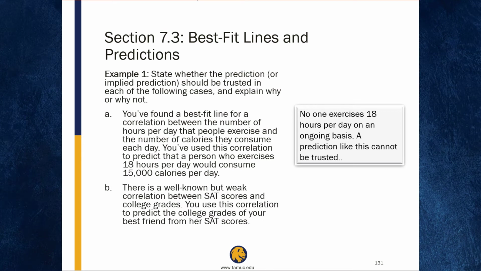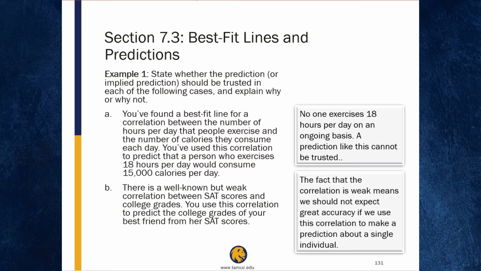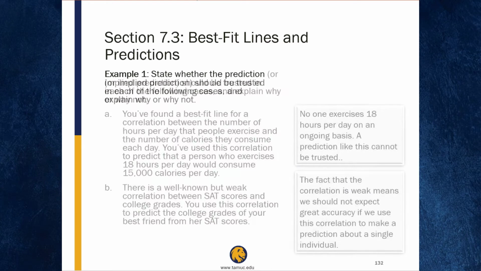Another situation says there's a well-known but weak correlation between SAT scores and college grades. You use this correlation to predict the college grades of your best friend from her SAT scores. In a situation like this, notice the keyword weak correlation. The fact that the correlation is weak means that we should not expect very great accuracy if we use this correlation to make a prediction about a single individual.